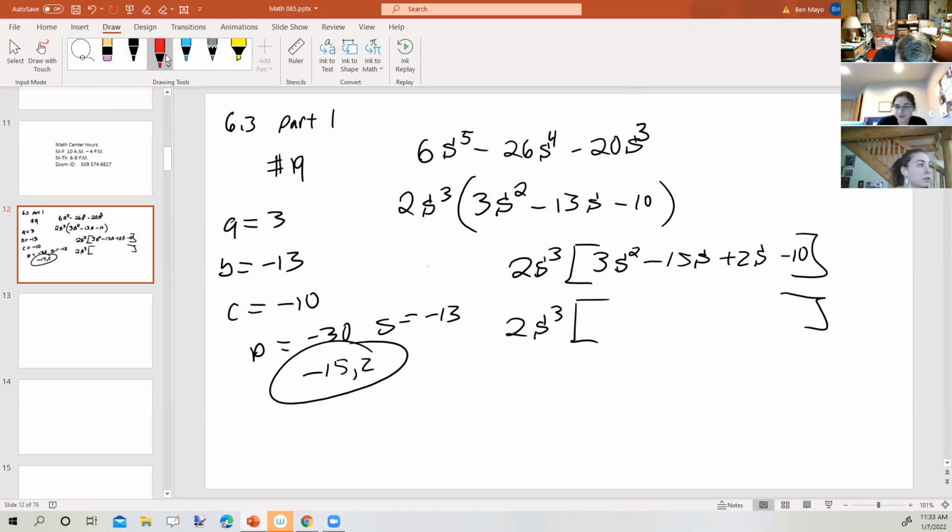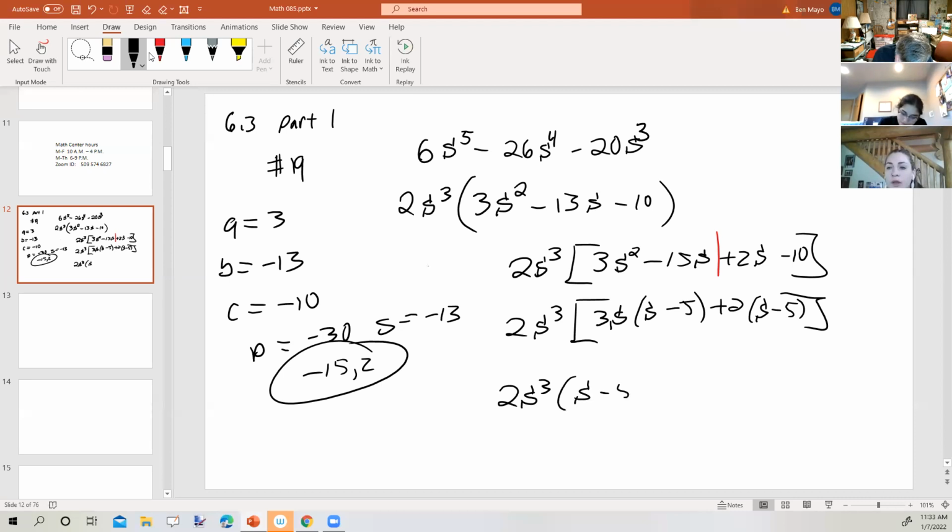Let's see here. The greatest common factor of the first two terms would be 3s. We'd have s minus 5 left over, s minus 5 left over, plus 2 outside. So we get 2s cubed times s minus 5 times 3s plus 2. Any questions about that example?